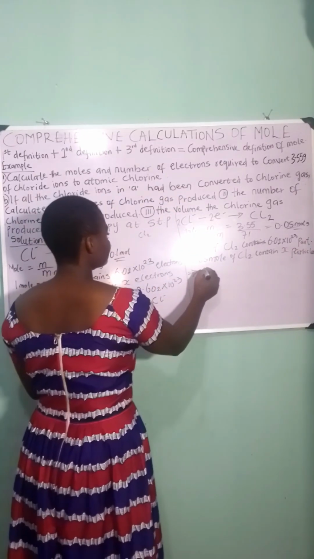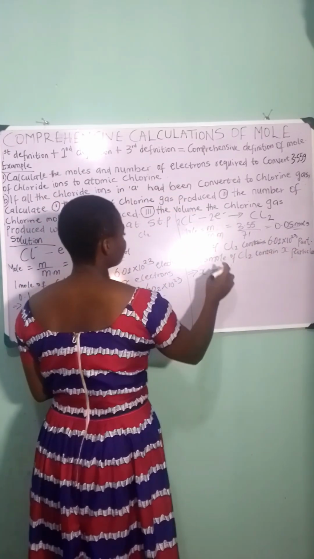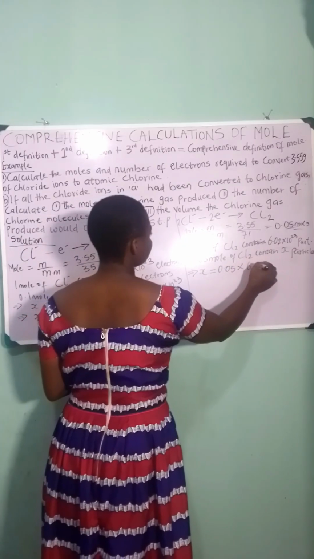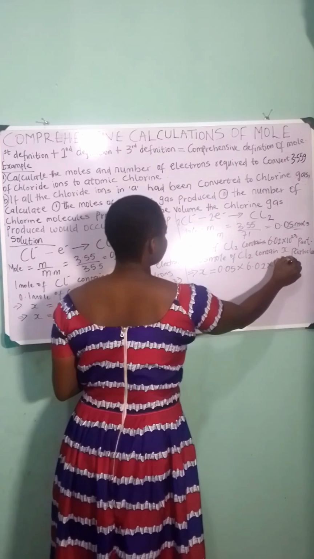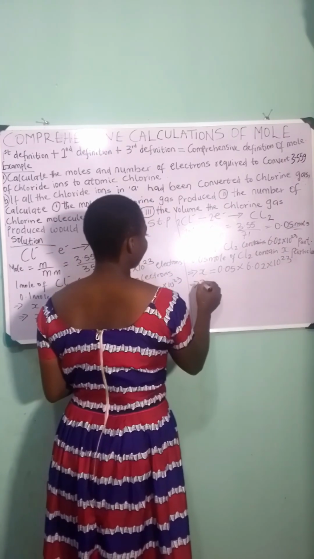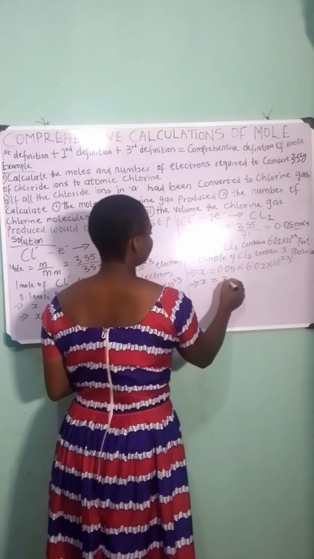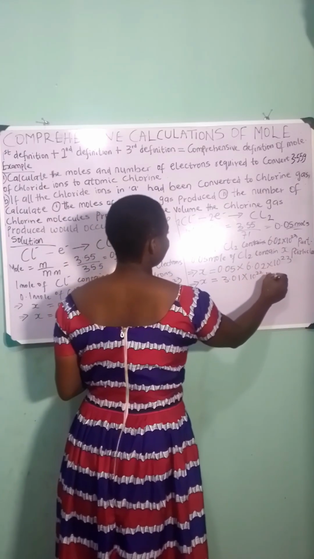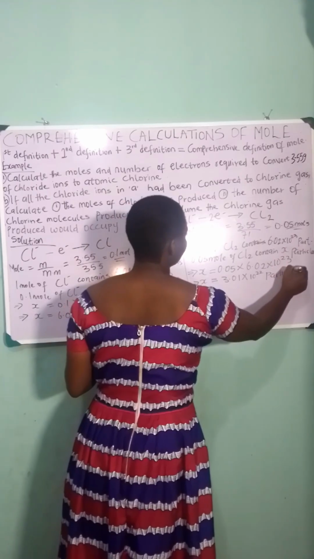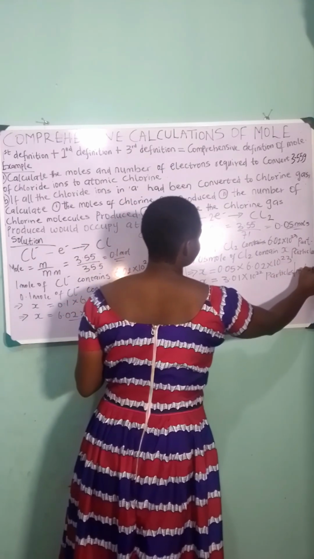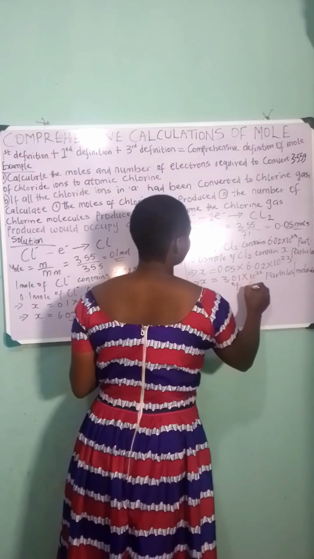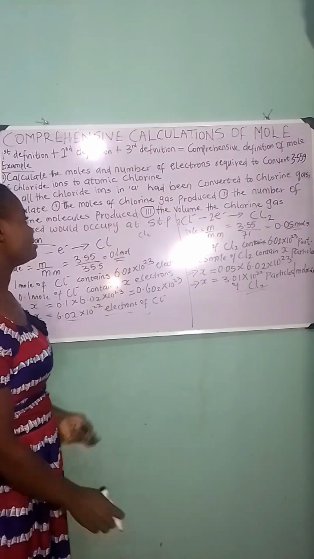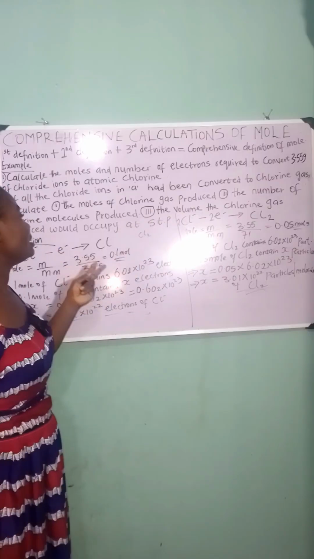So X times 1 is 1, okay? So X equals 0.05 times 6.02 exponent 23. Therefore, our X equals 3.01 exponent 22 particles or molecules of chlorine gas. Beautiful. So that is the answer. We have solved the one on the number of molecules produced.